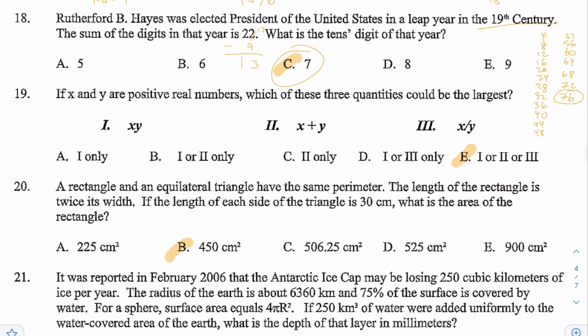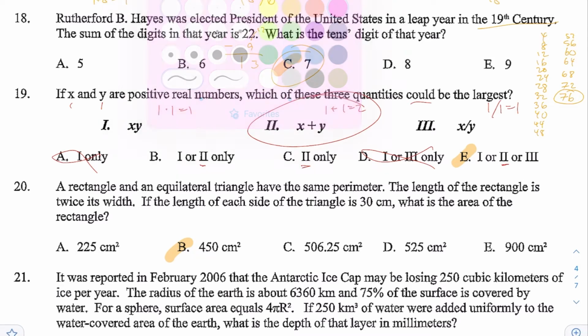Next, for number 19, if x and y are positive real numbers, which of these three quantities could be the largest? So here, you just want to see which one could be the largest, not must be the largest. So all they have to be are positive. So for example, if you make x and y 1, and if they're both 1, then you see that 1 times 1 is just 1, whereas 1 plus 1 is 2, and then 1 divided by 1 is just 1. So in this case, 2 could be the largest. So you can eliminate A and D, because you want to have a choice 2 in there.